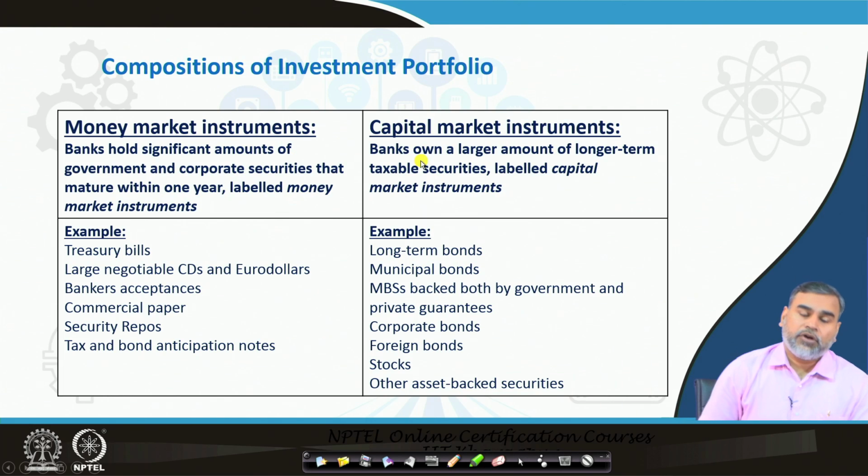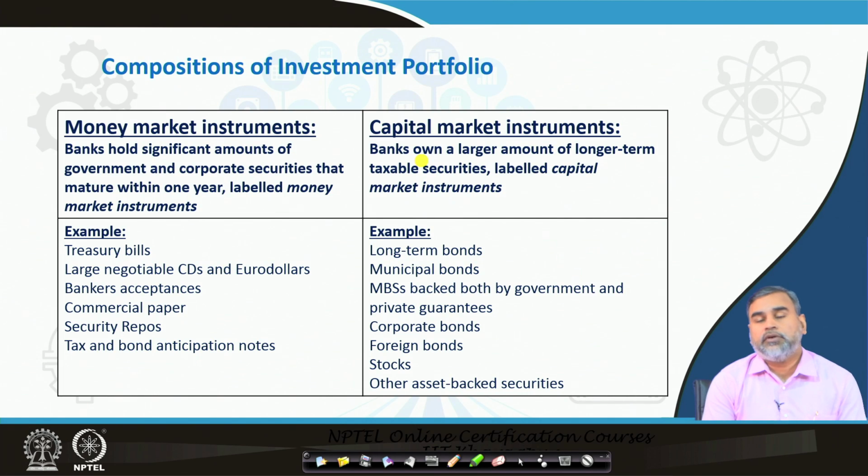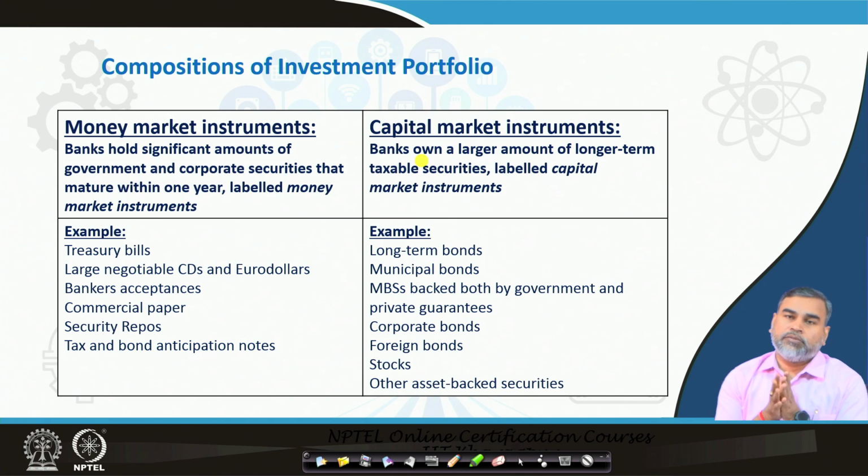Then, if you talk about the investment alternatives the banks can use, there are two alternatives. We have divided them on the basis of long term and short term instruments. Some of the instruments are short term, which are called money market instruments, and some are long term, which come under the capital market instruments. Whenever you talk about the money market instruments, the banks hold a significant amount of government and corporate securities that mature within 1 year.